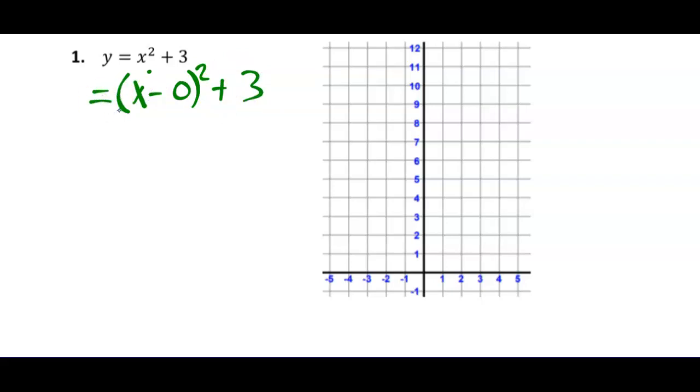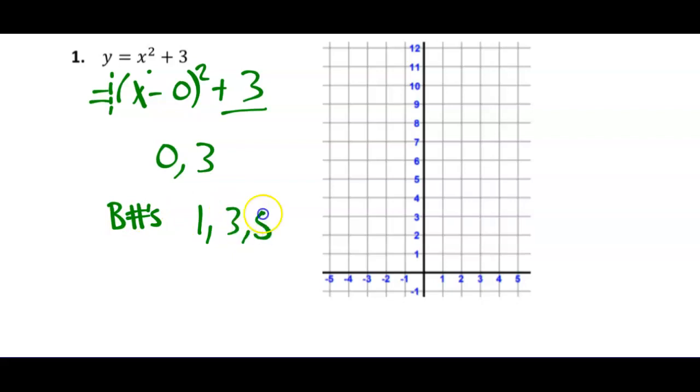So what's my x value? 0. What's my y value? 3. Is there a number in front? There isn't. So there's an imaginary 1 there, but no number in front other than a 1. So what are my building numbers going to be? They're going to be 1, 3, and 5. So you need to identify that in each of the cases. Okay, so my vertex is 0, 3.